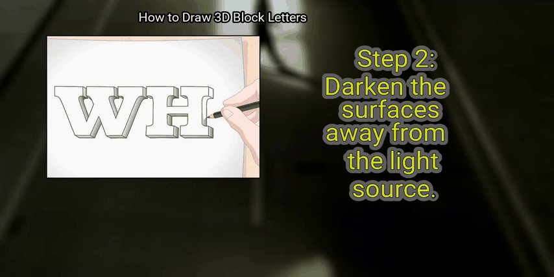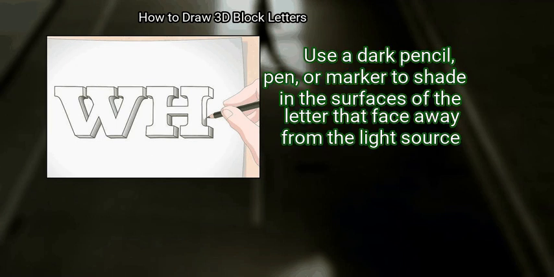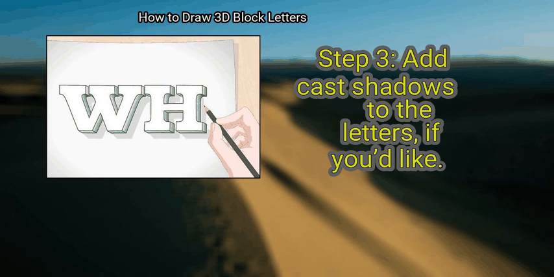Step 2. Darken the surfaces away from the light source. If your light source is in the upper left corner, all the right-hand surfaces of your letters will be dark. Use a dark pencil, pen, or marker to shade in the surfaces of the letter that face away from the light source.